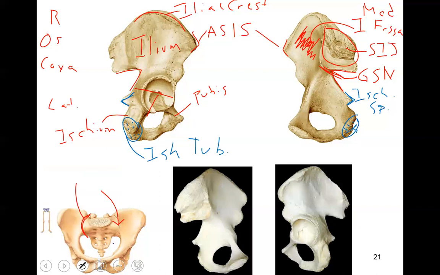Finally, the pubis. If we look down at the articulated pelvis at the bottom, we see that there is a nice fibrocartilage disc that joins the two pubic bones together on the anterior side. We can see this flattened portion right here, and that flattened portion is where the pubic symphysis is located. So that fibrocartilage disc, we call this flattened portion here the pubic symphysis.